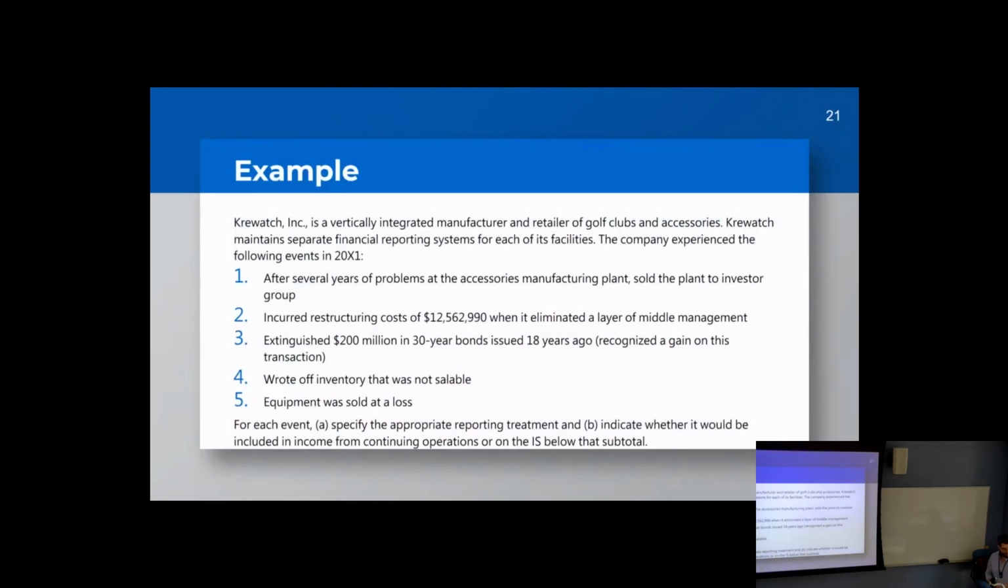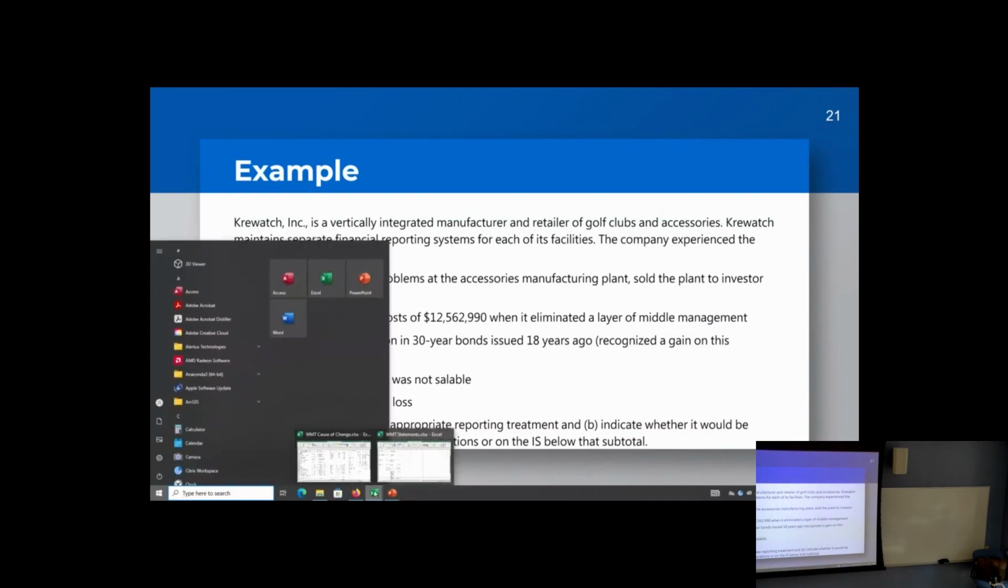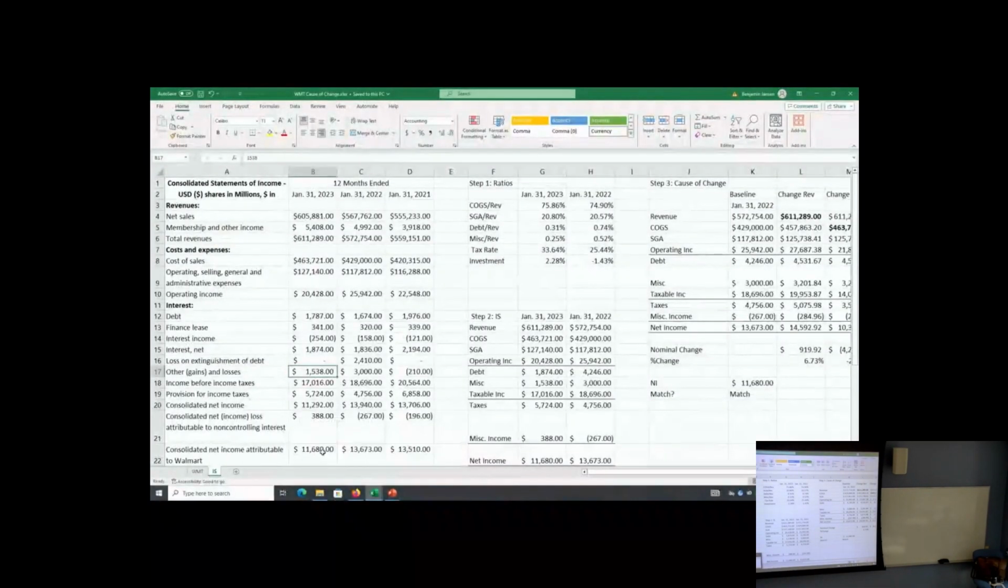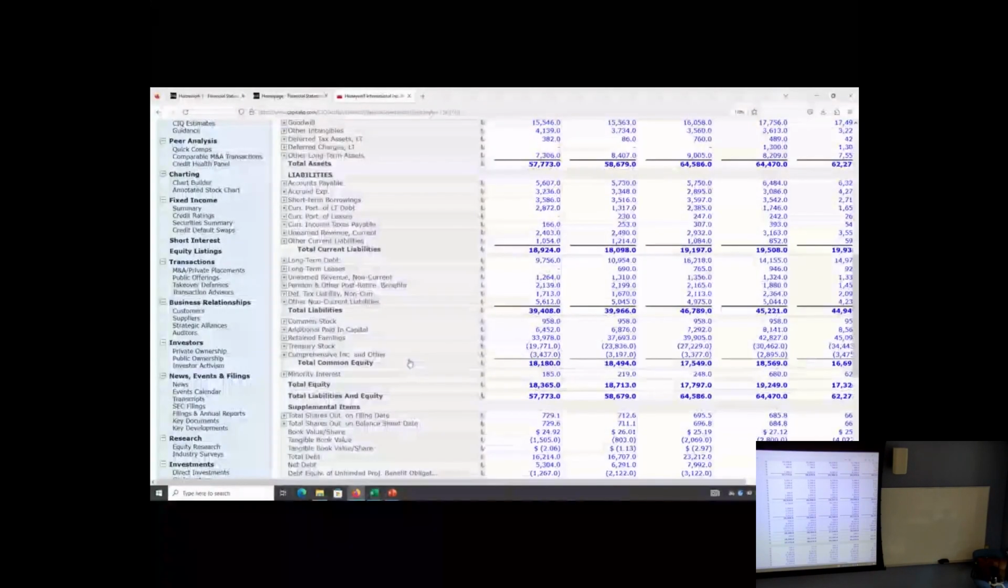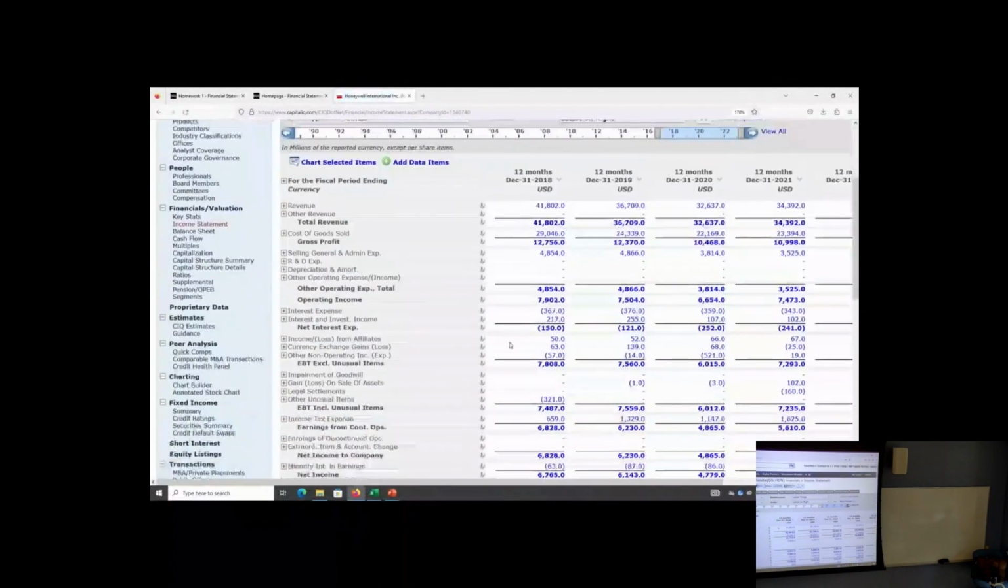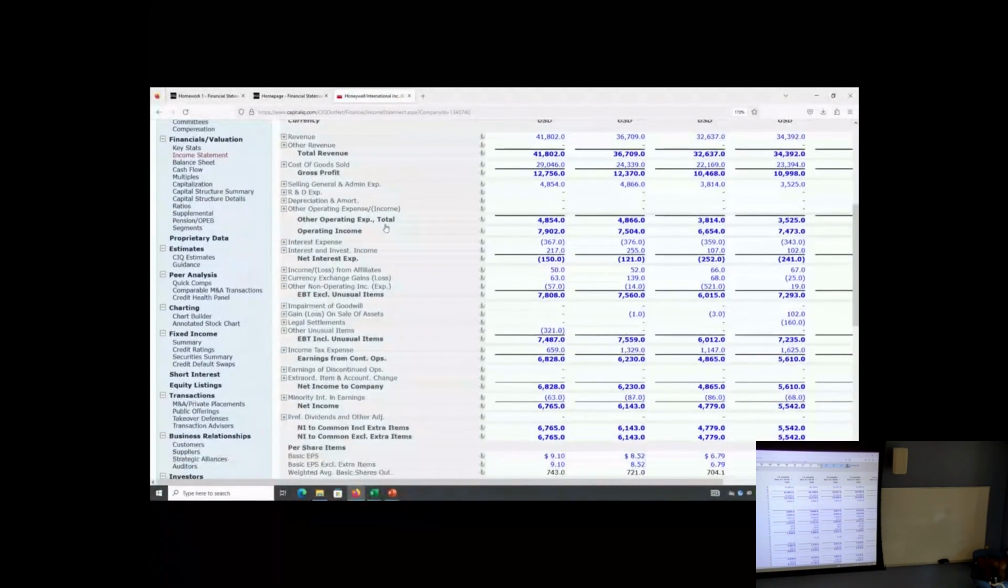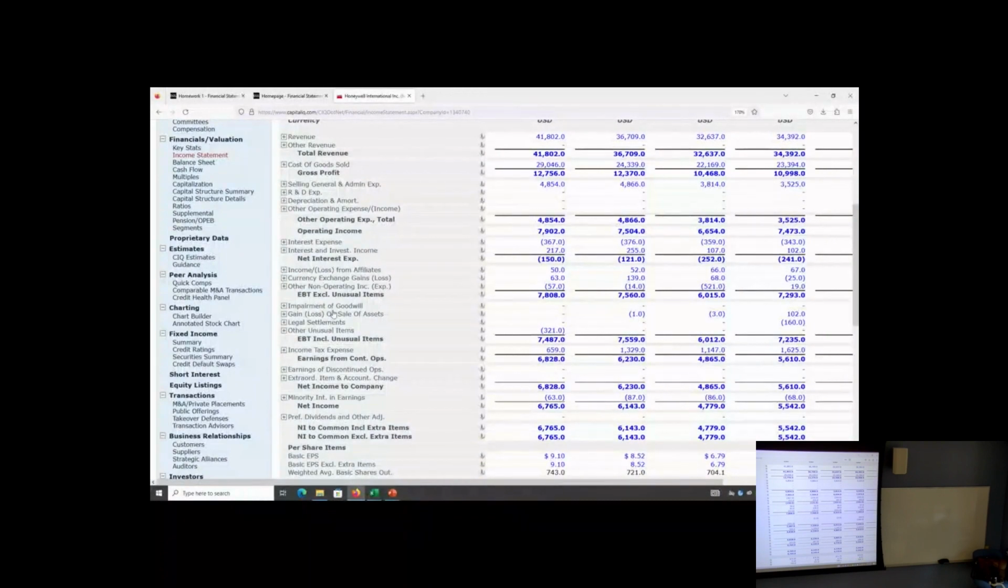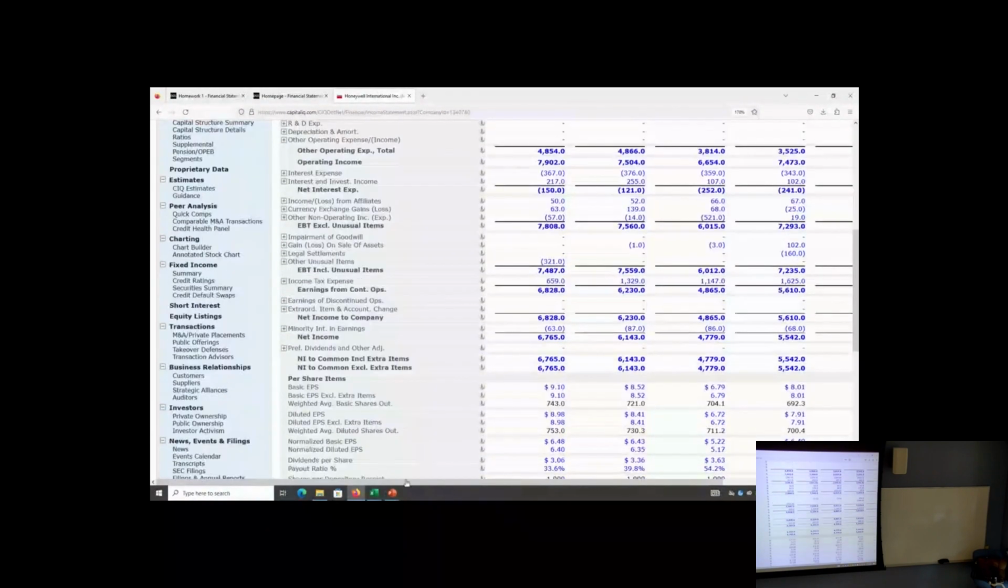And equipment sold at a loss. So I think, again, we have a line item that we've seen for this. Yes, right. So other miscellaneous expenses. I think Honeywell had a better example. Let's see. No, I guess just unusual items would be a typical thing to look at.